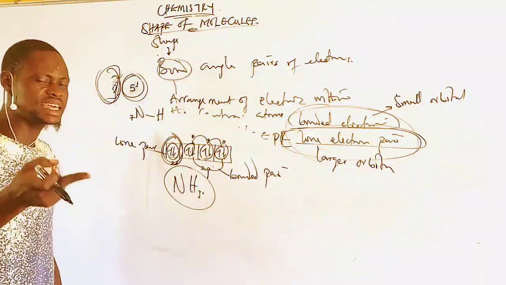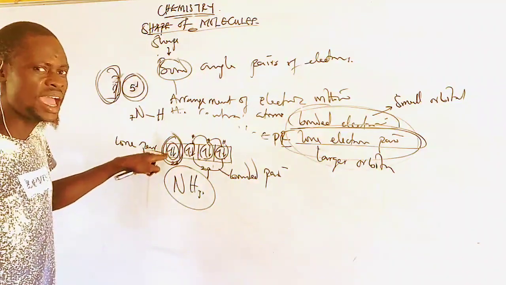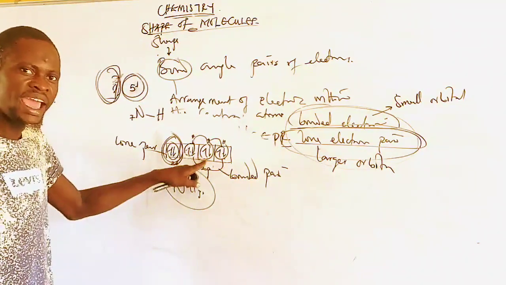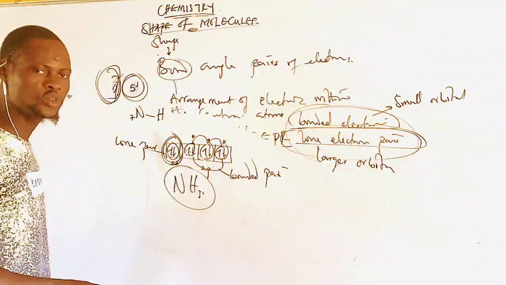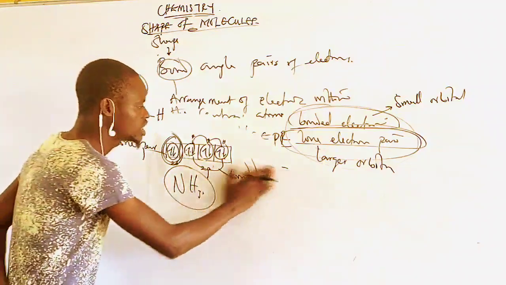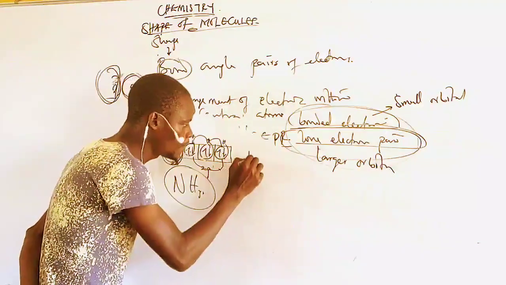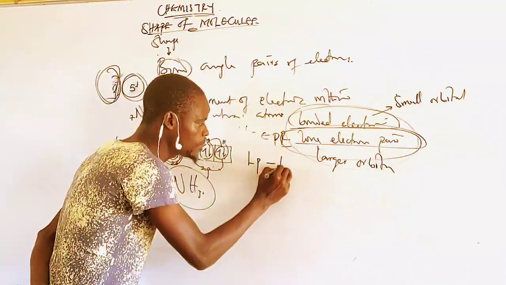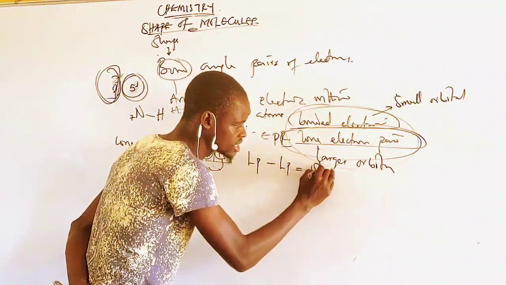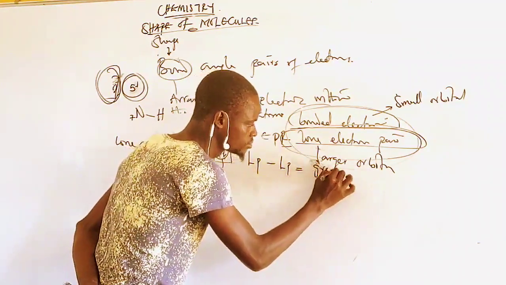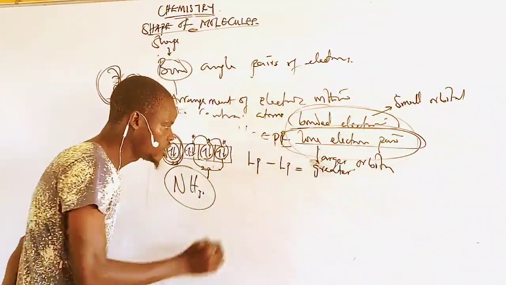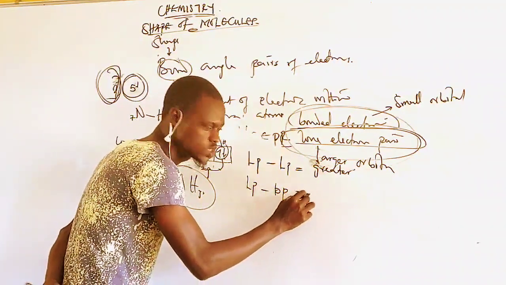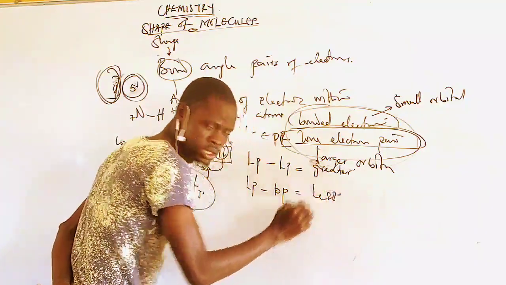The problem is that the force the lone pair exerts on all these bonding pairs is more than the force the bonded pairs exert on each other. Now, according to VSEPR theory, the forces are in this order. Lone pair, if I have 2 lone pairs in a molecule, lone pair force is what? Strongest. Is greater. Are you getting what I'm saying now? Now, lone pair with bond pair is what? Less. Are you getting what I'm saying now?